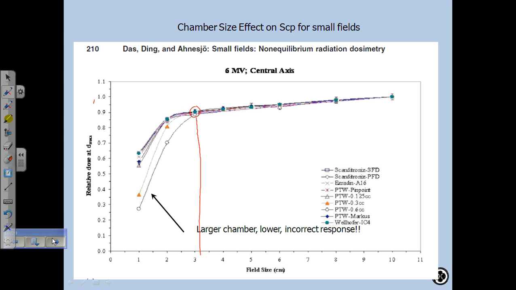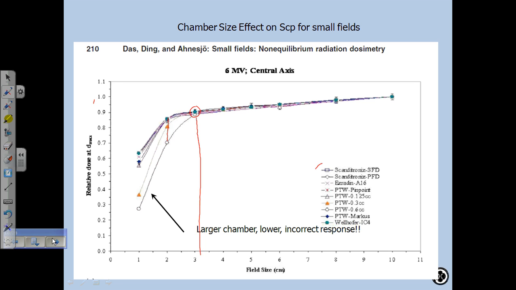So there's definitely a huge difference between the PTW and the other chambers. Let's take a look at what the other chambers are. This triangle one is a 0.3 cc, so it's a chamber that's half the volume of the 0.6 cc. And then what else is in there?